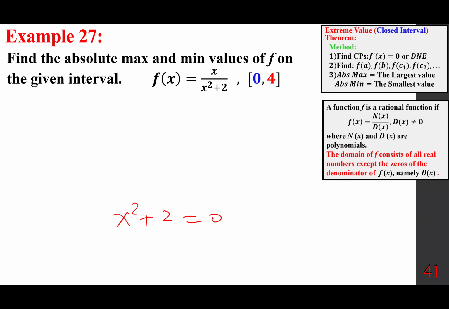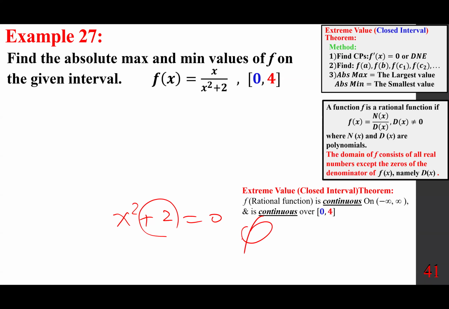Find the solution, exclude it, that becomes your domain. Now, because this is +2, this expression is always greater than or equal to 2. So this has no solutions. That means nothing is excluded. That means the domain ends up being all real numbers.